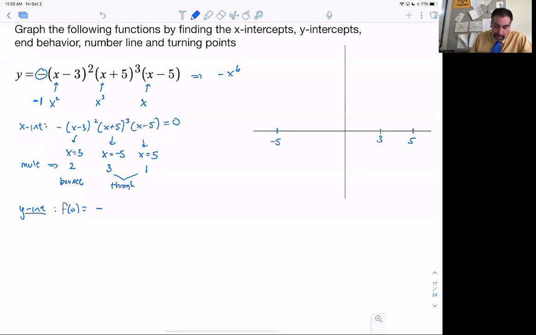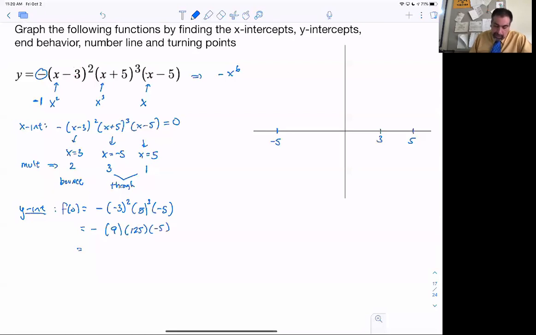So when we do that, we're going to get negative. And then we're going to get 0 minus 3, which is just -3. We're going to get 0 plus 5, which is just +5, and that's raised to the third. And then we're going to get 0 minus 5, which is just -5. Again, all I'm doing is plugging 0 in for each x. From here, we go to compute this answer. We're going to end up with a negative, a 9, a 125, and then a -5.